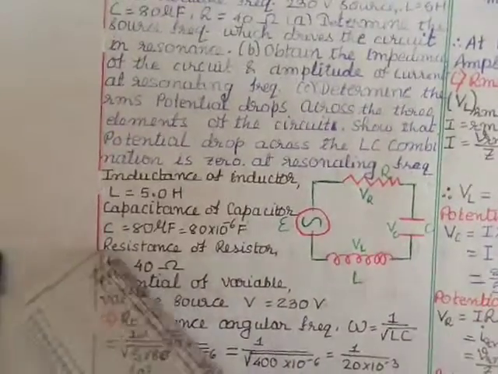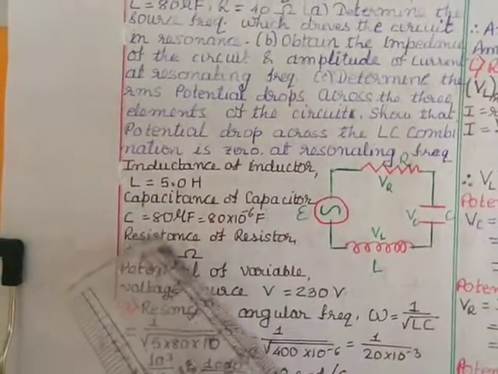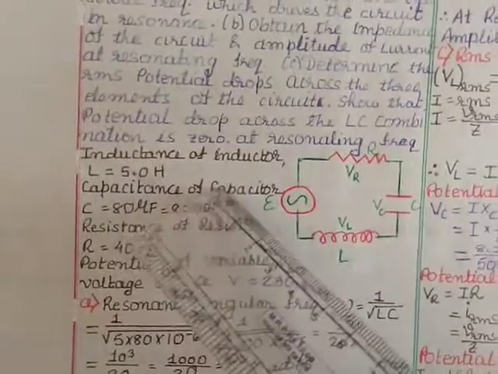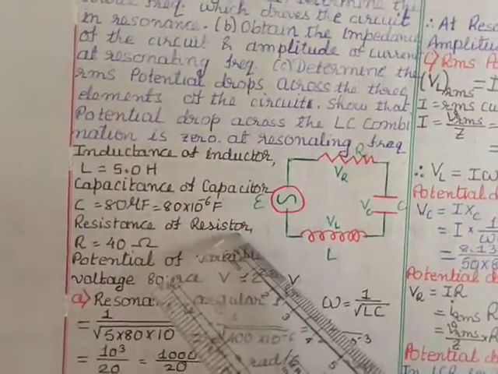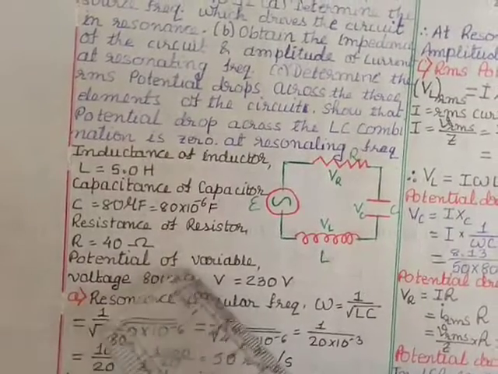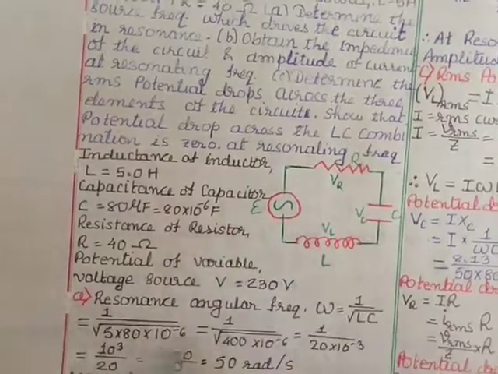This is the circuit diagram. Inductance of the inductor L is equal to 5 henry. Capacitance of the capacitor is given to you: C is equal to 80 microfarad, converted into farad by multiplying by 10 to the power minus 6. Resistance of the resistor is given to you: R is equal to 40 ohm. Potential of the variable voltage source V is equal to 230 volt. This also is given to us.